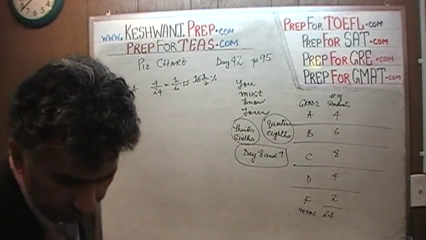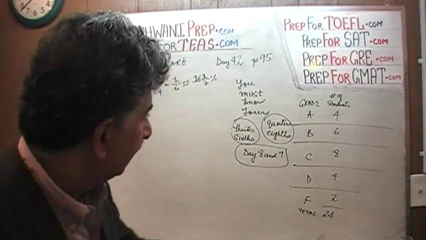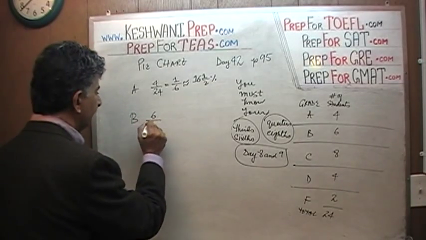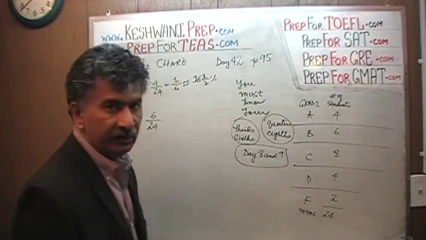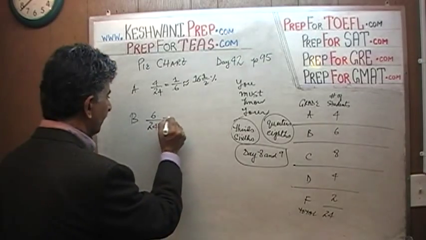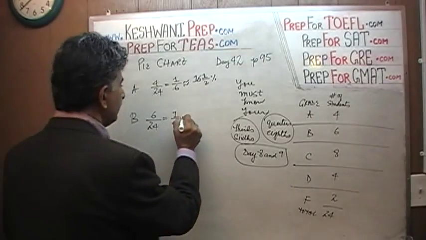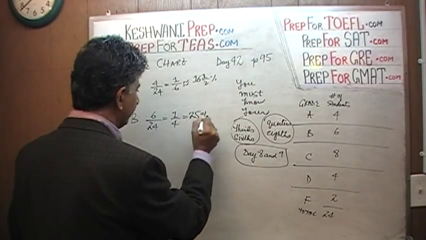Let's move on then. We are told that B is 6. B, we are told, is 6 out of a total of 24. That's very easy. 6 out of 24 is just 1/4. If you divide top and bottom by 6, it's 1/4, which is exactly 25%. So that was very easy.